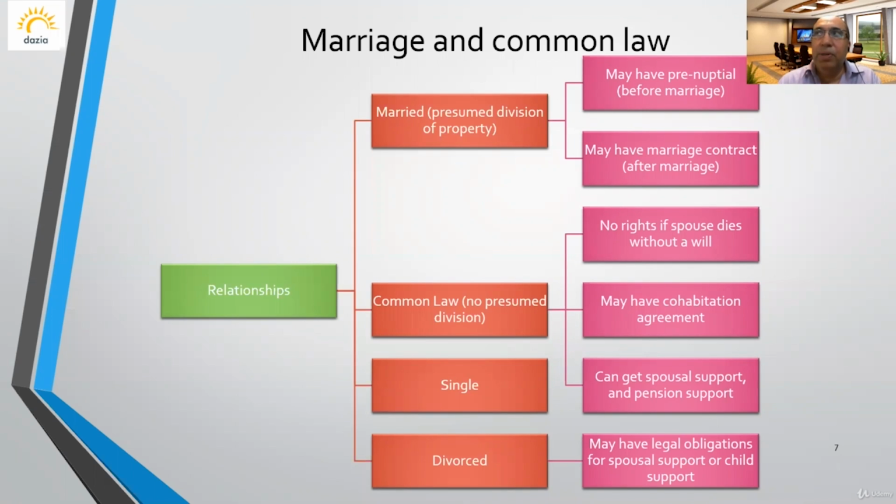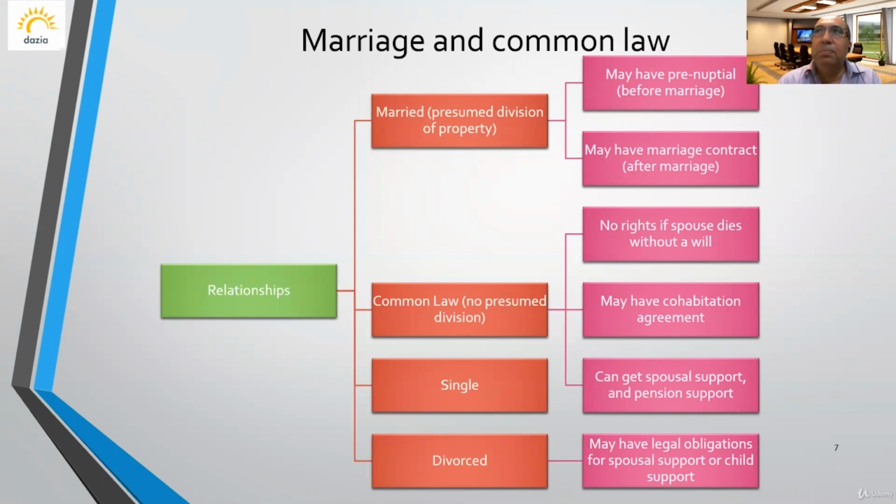In the marriage, it's called a marriage contract. In the common law, it's called a cohabitation agreement. That is, they're getting together, they're living together, and what do they agree on? Different things. And under common law, they can get spousal support, they can get pension support. So if they split up, they can get spousal support, but they don't have the right to the property division, like 50-50% as a married couple. And they can get also pension support. If one of them dies, they're entitled to around 60% of the pension of the common law person.